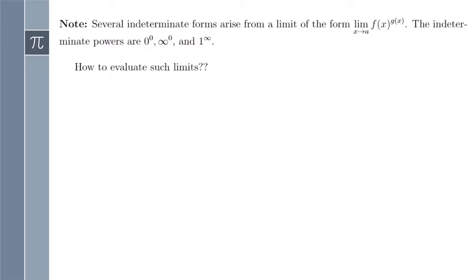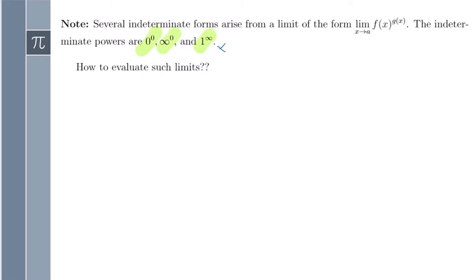Now, there are several other indeterminate forms. The next indeterminate forms are 0 to the 0, infinity to the 0, and 1 to the infinity. So 1 to the infinity is not 1. Infinity to the 0 is not 0, not 1. Usually we say a raised to 0 is 1, except when a is not equal to 0, and also when a is not infinity, because we're talking about the real numbers. So these are some of the indeterminate forms.